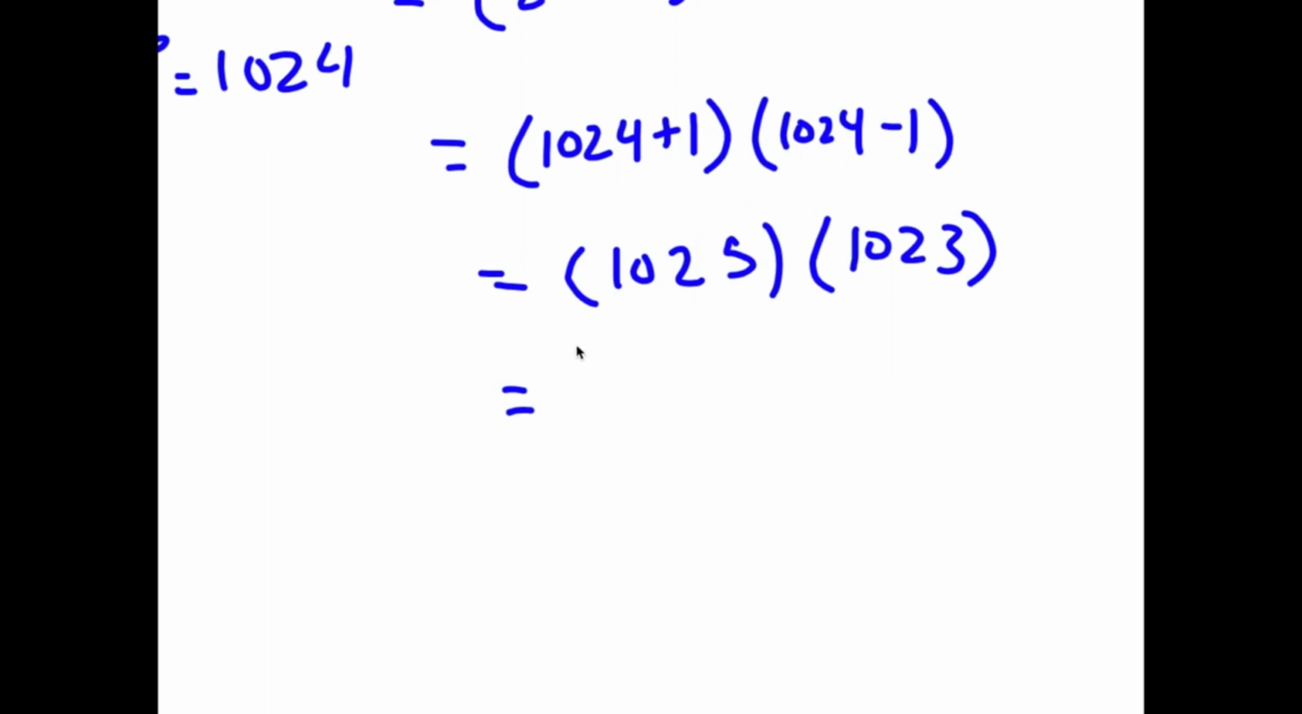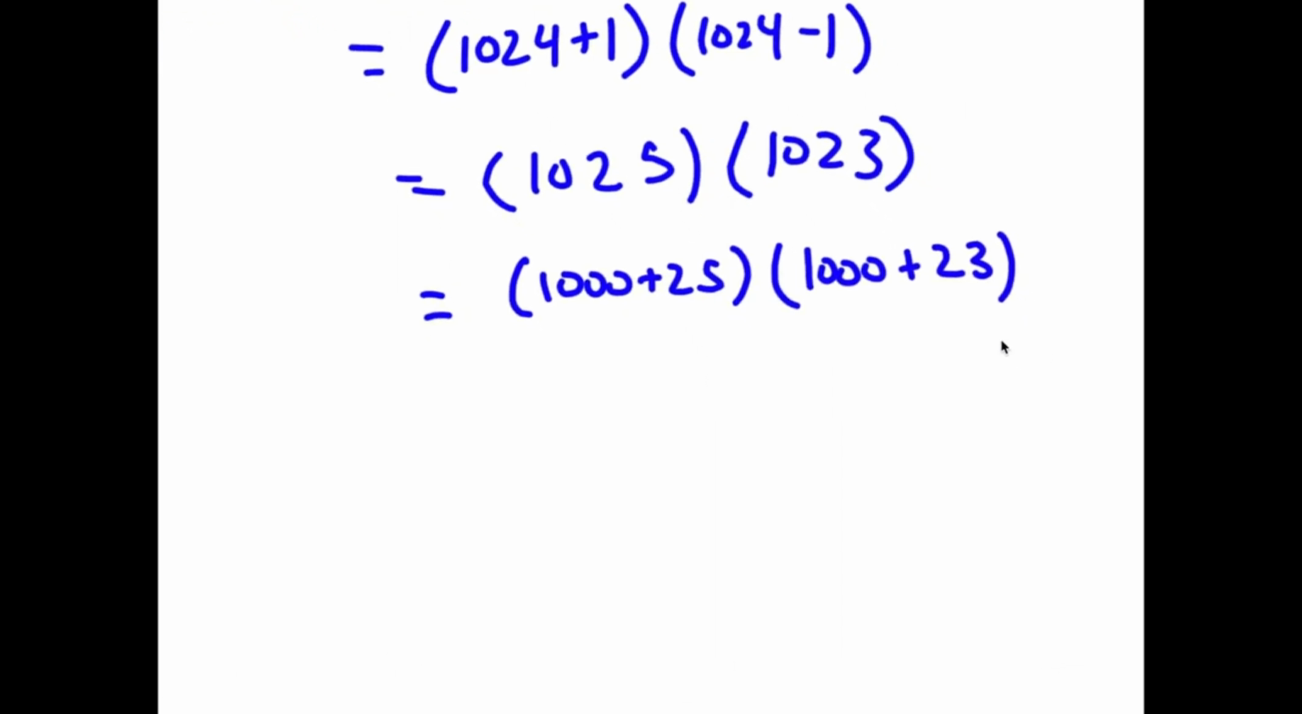Now, to make this easier to solve, I'm actually going to rewrite these. I'm going to rewrite 1025 so that it's in the form 1000 plus 25. And I'm going to do the same thing to 1023, rewriting it in the form 1000 plus 23. The reason I'm doing this is because it's much simpler to solve.